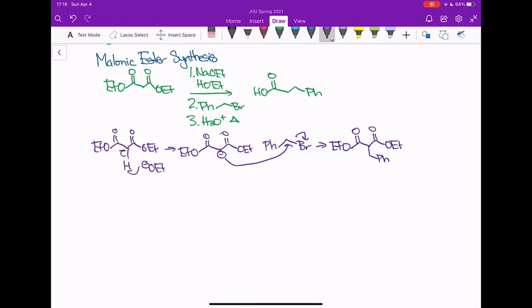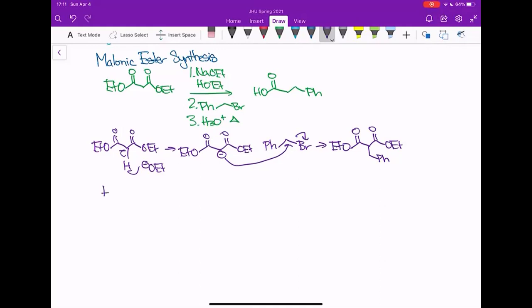Okay. And then from here, we're going to bring in that acid quench. And so when we have these acidic conditions, we're going to turn those esters into carboxylic acids. And then we're also going to have heat. So it'll do the decarboxylation reaction all in one step.